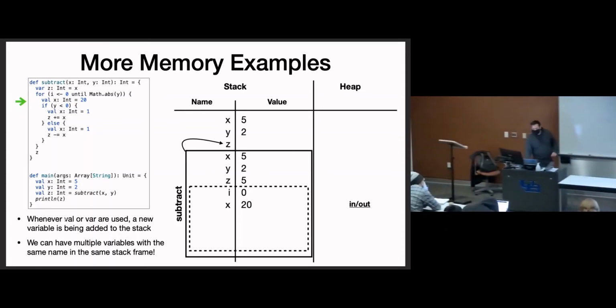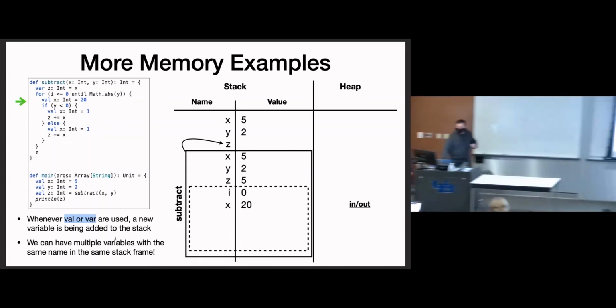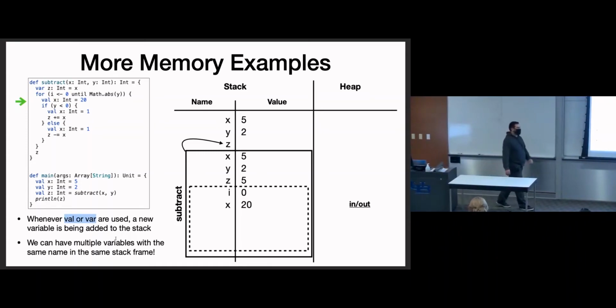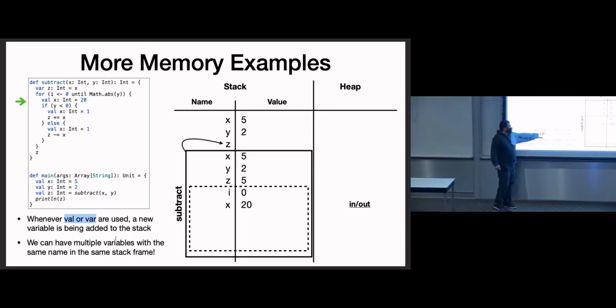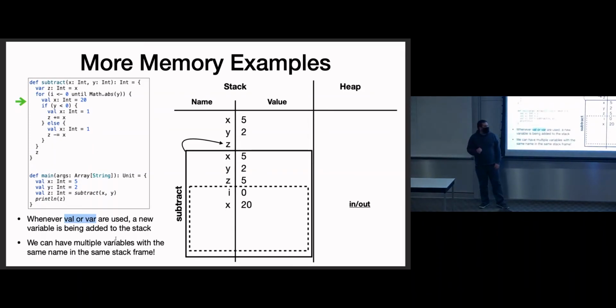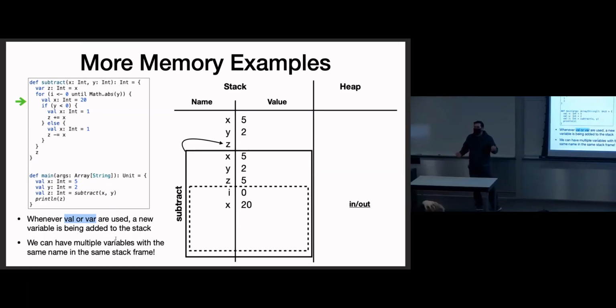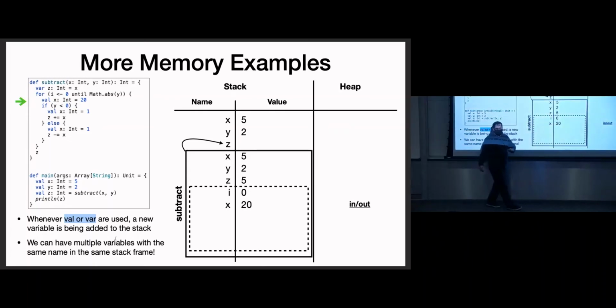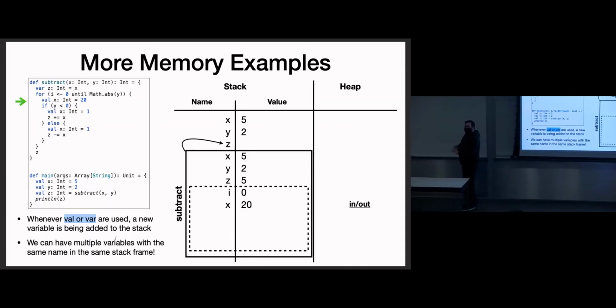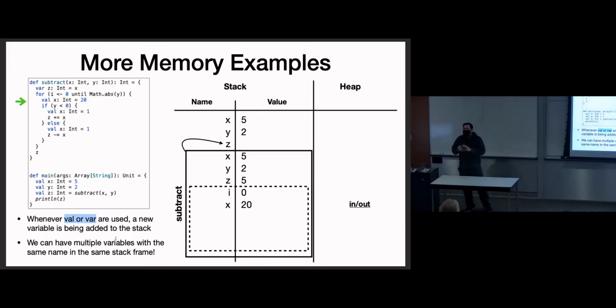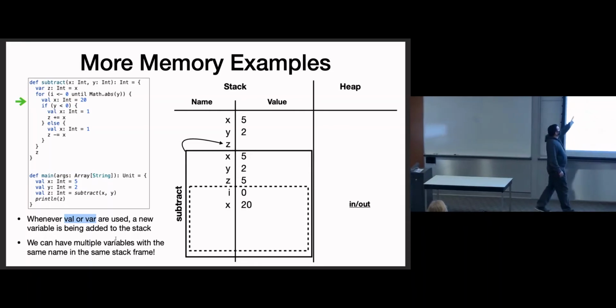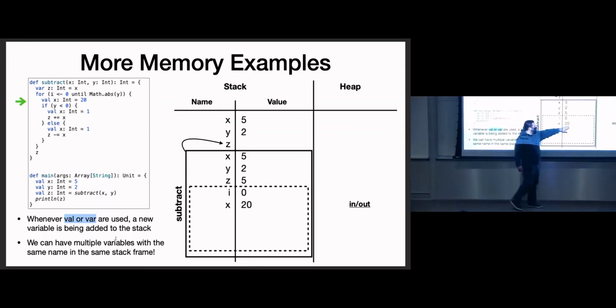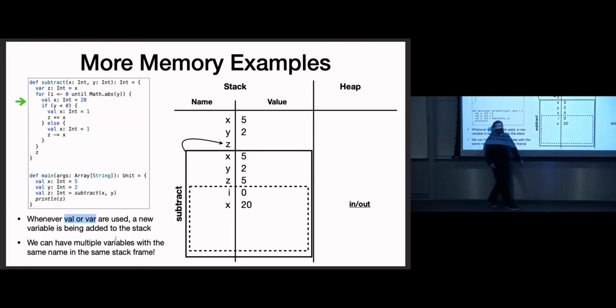And by the way, when you're drawing your memory diagrams, a quick little shorthand to remember: if you ever see the word val or var, you're adding a new thing to the stack. So when I say val x, you might be tempted to think, oh, we're just setting x equal to 20. But since there's either val or var, val in this case, you know that you're creating a new variable on the stack, or value, as it were. So val puts a new value right on the bottom of the stack, wherever we are.